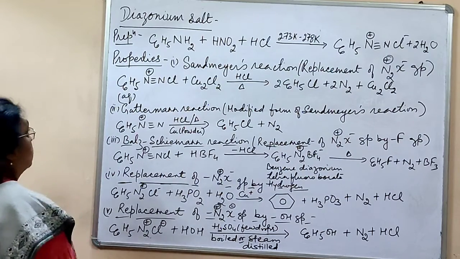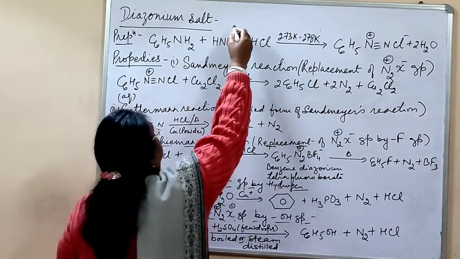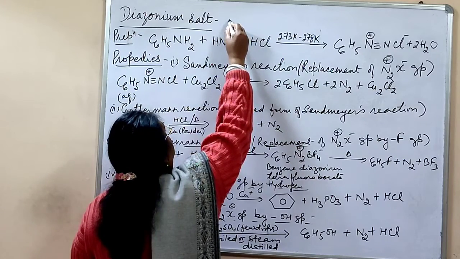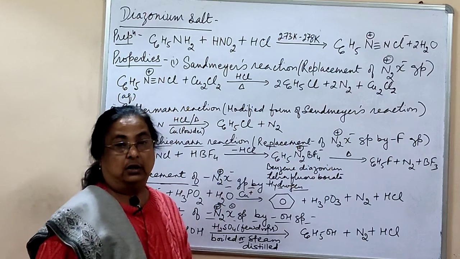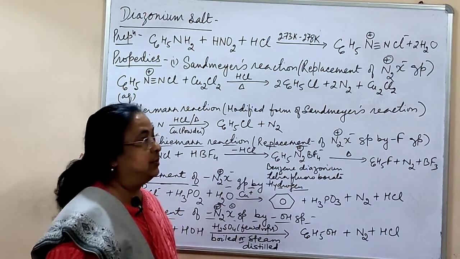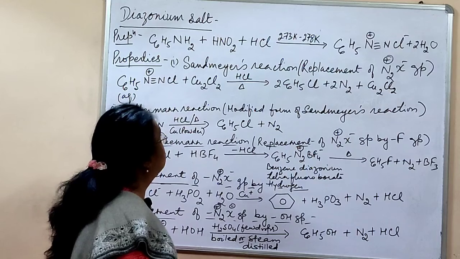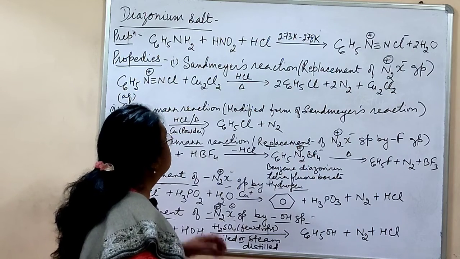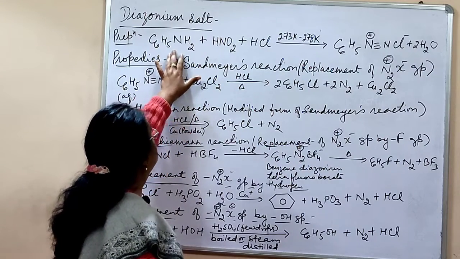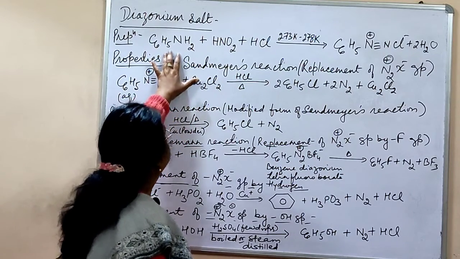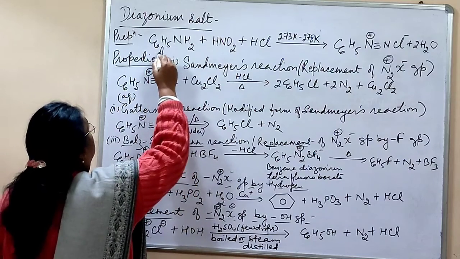an unstable acid. It is prepared fresh by the action of sodium nitrite, NaNO2, and dilute nitric acid or maybe dilute HCl, and then this HNO2, which is obtained fresh, is reacting with aniline. So here this is aniline. Aniline, you know this.